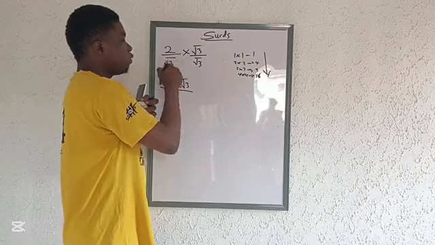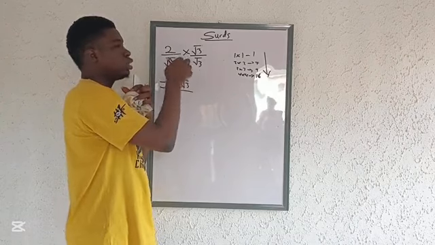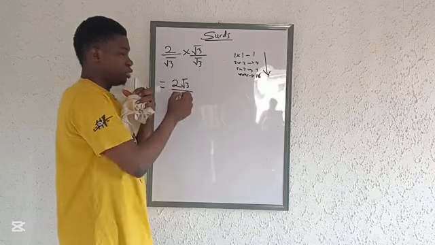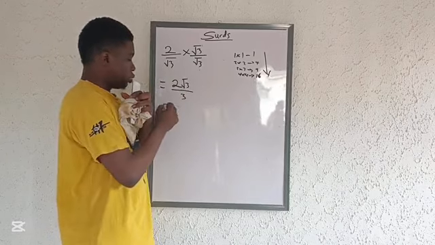Yeah. Once you have two surds of the same value, root 3 times root 3, just throw away the root, pick the number, and that's our answer. So root 3 times root 3 is what? 3. Let me do one more example and we call it a day.